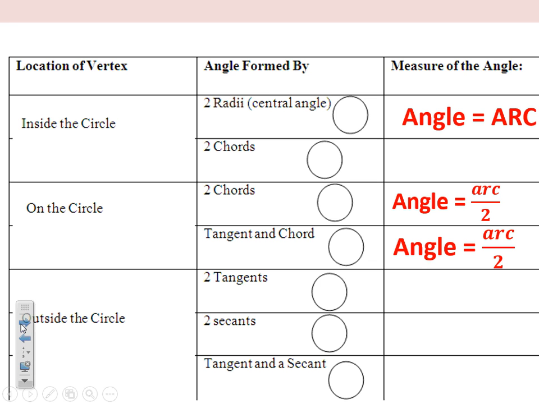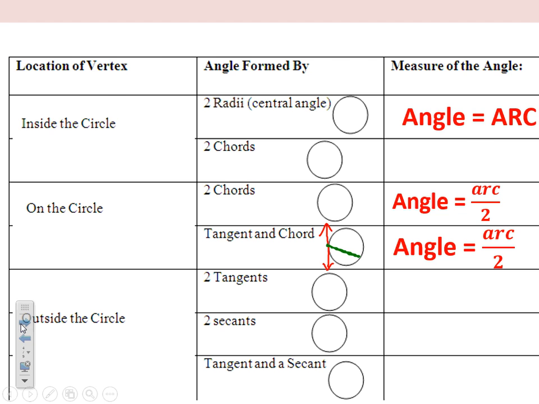So now, on our chart, we can add this right here. And I'm going to draw this in as well. So we have a tangent line, and we have a chord. So we're talking about those two angles. So the angle is going to equal the measure of the arc divided by 2.